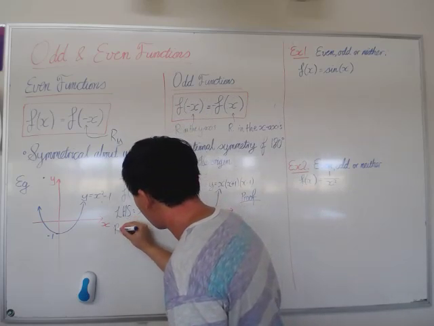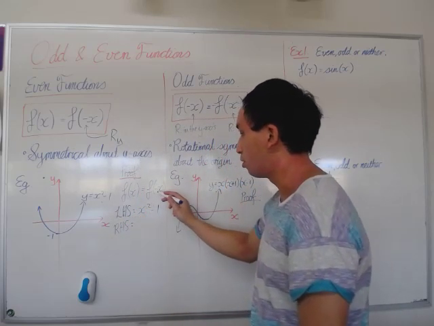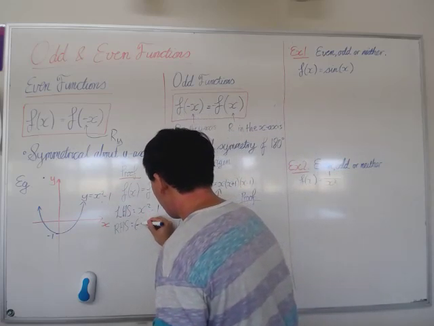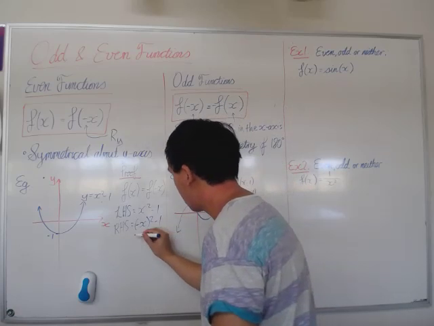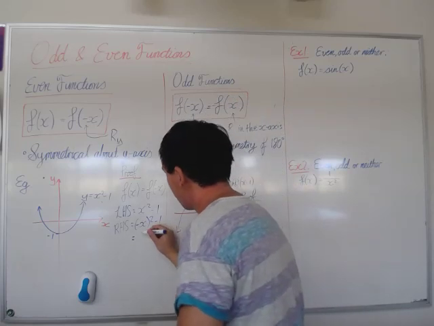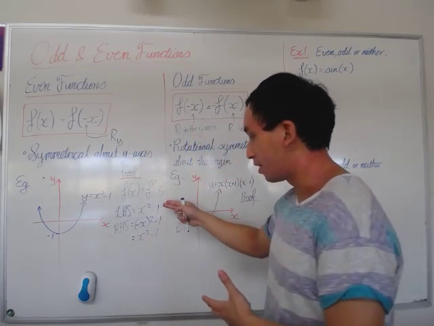So the right-hand side is equal to, we're just going to slot negative x into our rule here. So we have negative x all squared minus 1. Taking the square of a negative is going to give you positive x squared minus 1. And you can see that these two are the same.